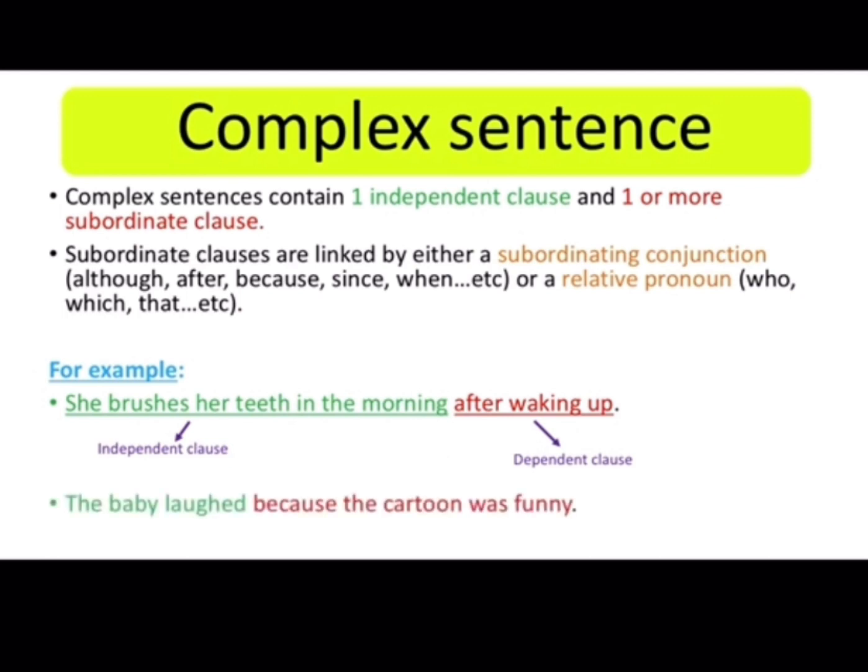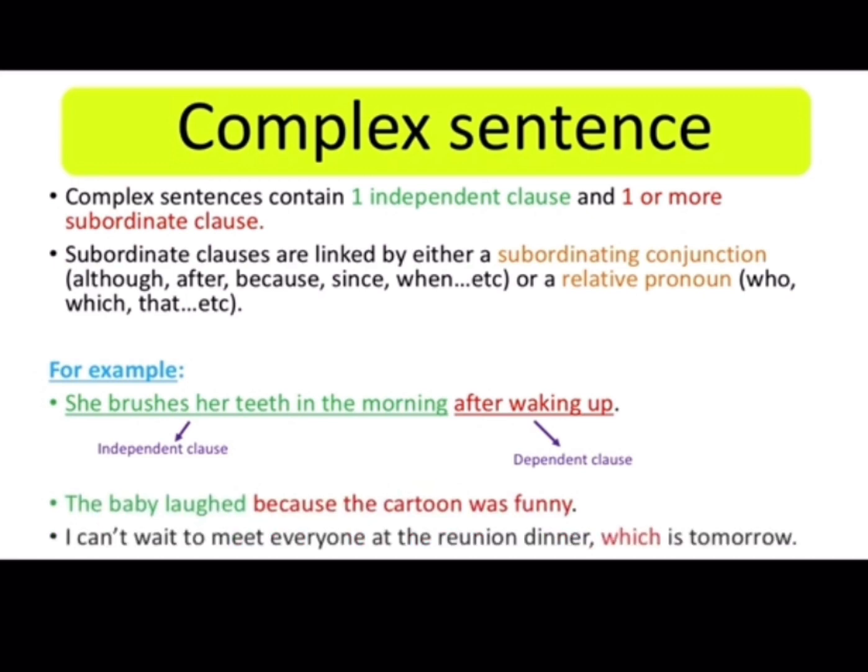The baby laughed because the cartoon was funny. I can't wait to meet everyone at the reunion dinner, which is tomorrow. The last example shows you a relative clause with a relative pronoun, which. It is important to note that we use commas when the dependent clause comes first, but if the sentence begins with the independent clause followed by the dependent, then we don't use a comma.